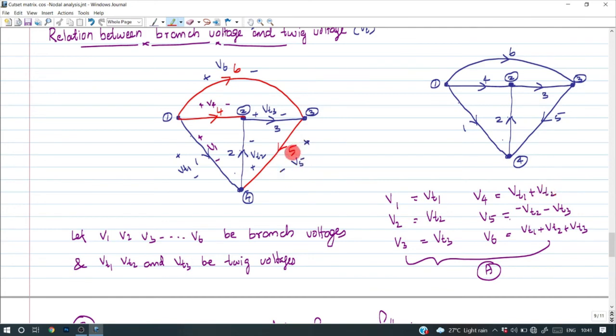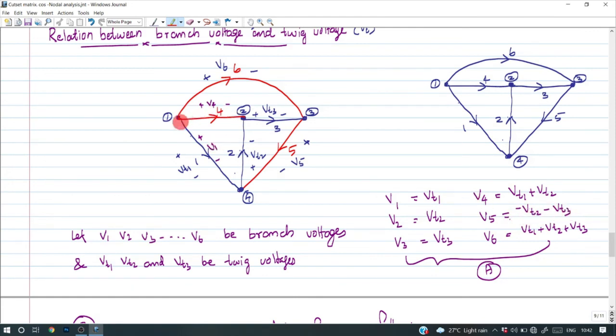So this is V5. In order to obtain V5, you need to move from point 4 to point 3 in this direction. So here we can obtain V5 as minus Vt2 minus Vt3. So V5 is minus Vt2 minus Vt3.